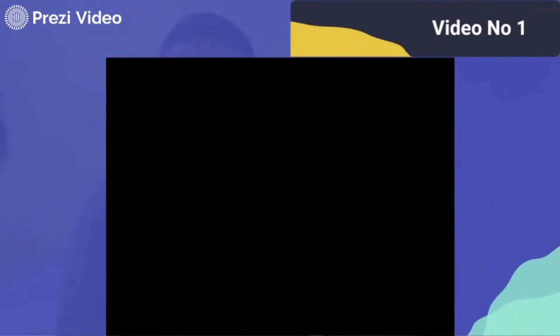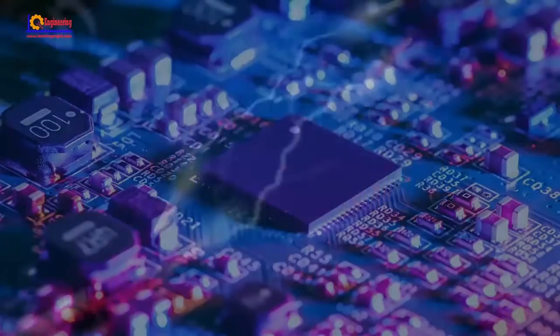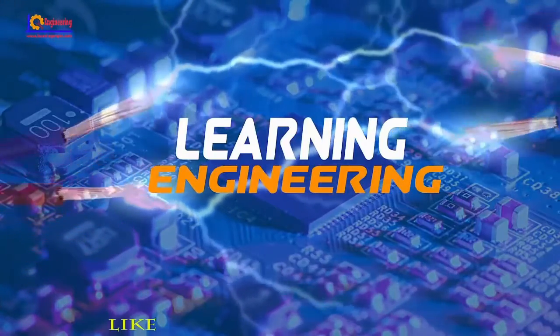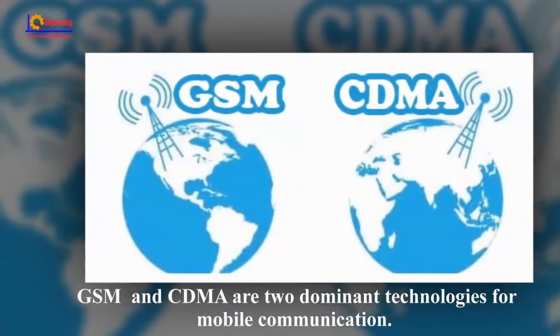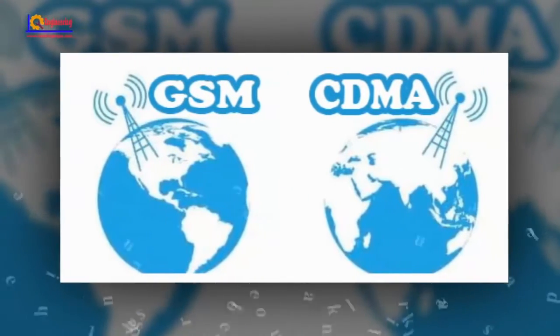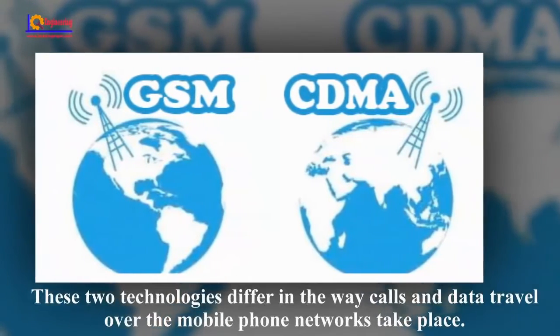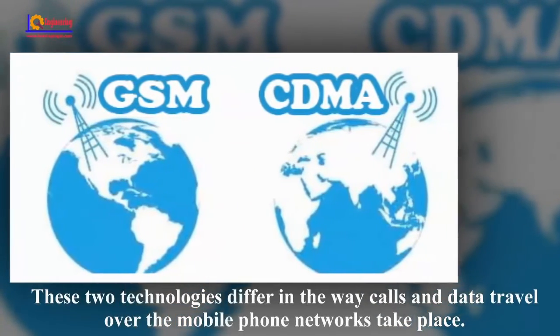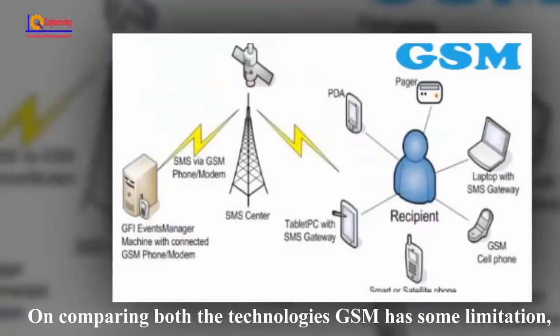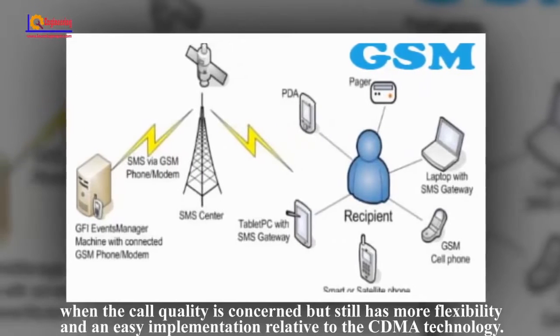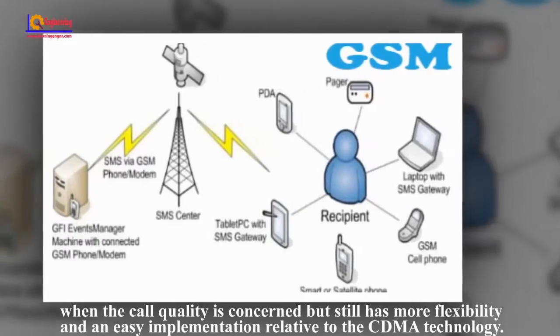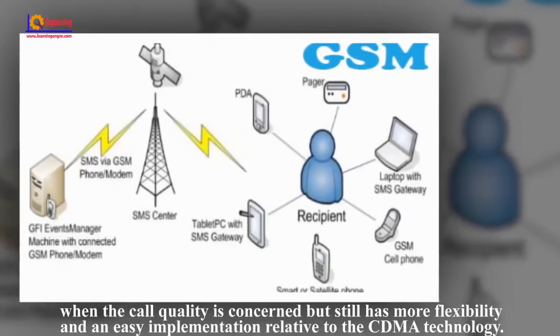Video number 1. In this video we will observe the difference between CDMA and GSM. GSM and CDMA are two dominant technologies for mobile communication. These two technologies differ in the way calls and data travel over mobile phone networks. When comparing both technologies, GSM has some limitation when the call quality is concerned, but still has more flexibility and an easier implementation relative to the CDMA technology.